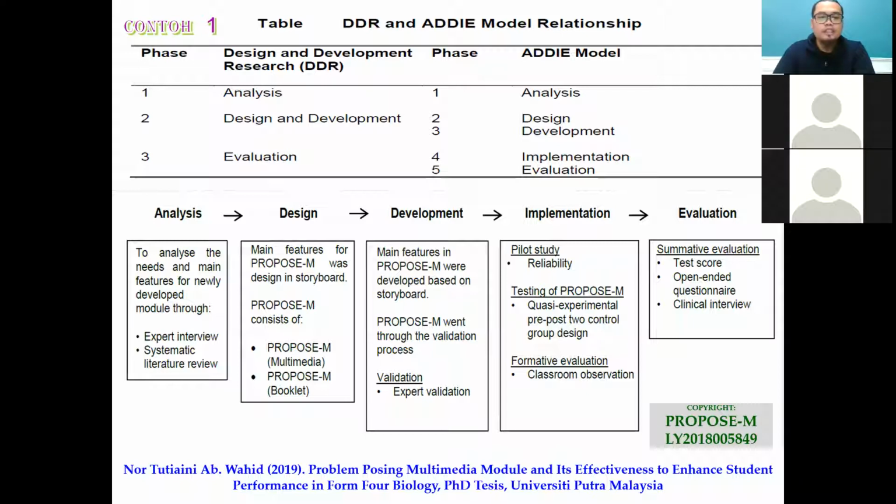In this step, they have the process. They start with the main features of Proposed M. They explain what Proposed M is regarding validation, pilot study, testing, and formative and summative evaluation. From expert interviews and systematic literature review, they go through analysis, design, development, implementation, until evaluation. The name of their design is Proposed M, which is their own research design. Then they tried to get the copyright numbers, going to MIPO to register and make sure this idea, this model, can be copyrighted.